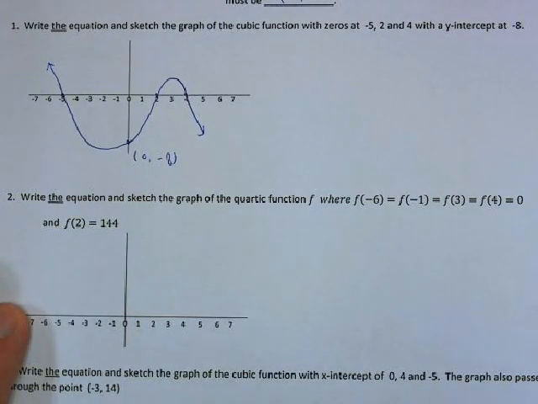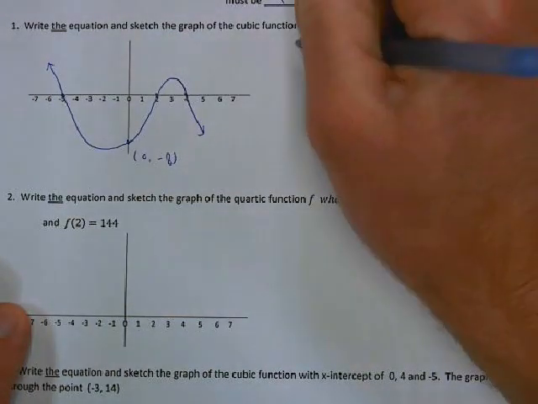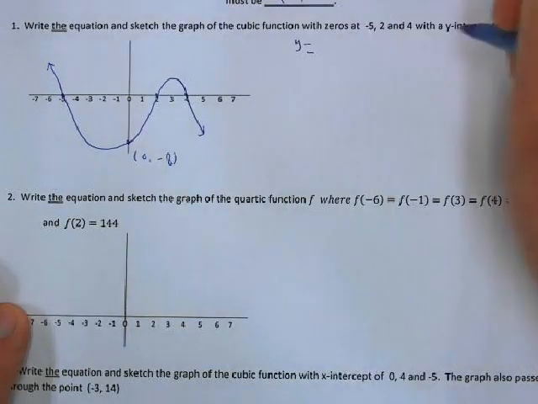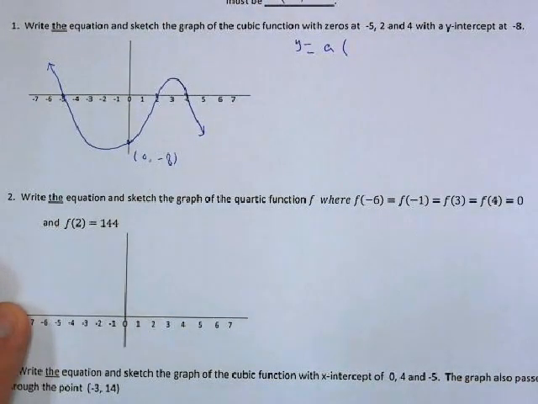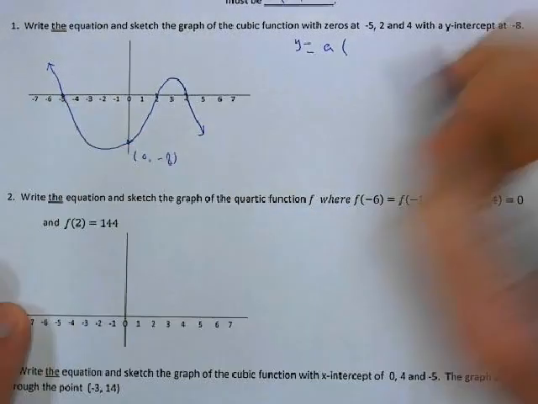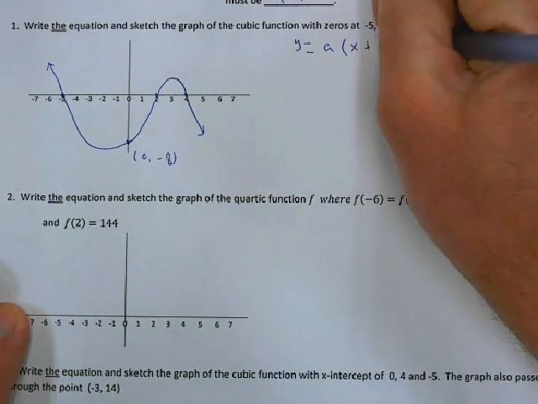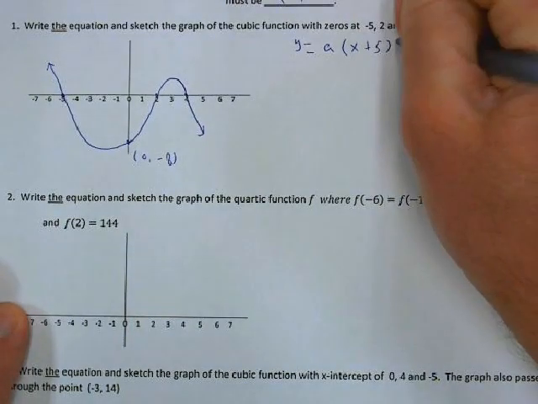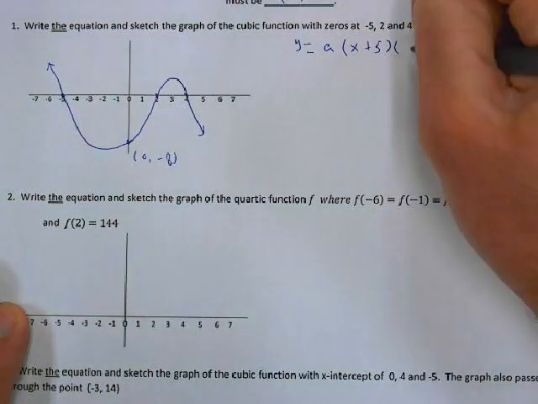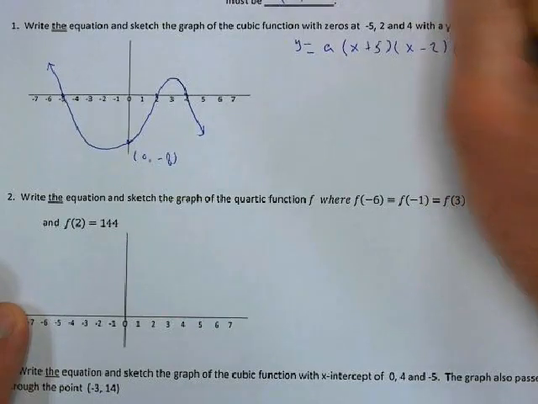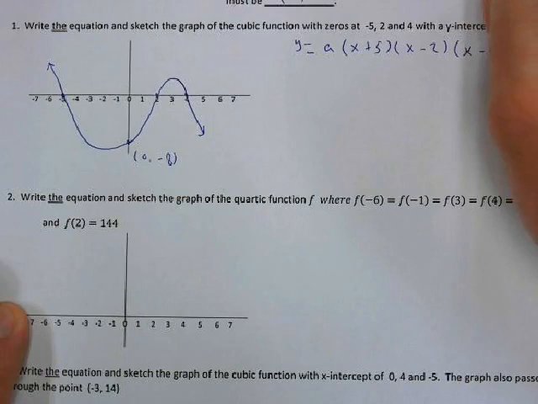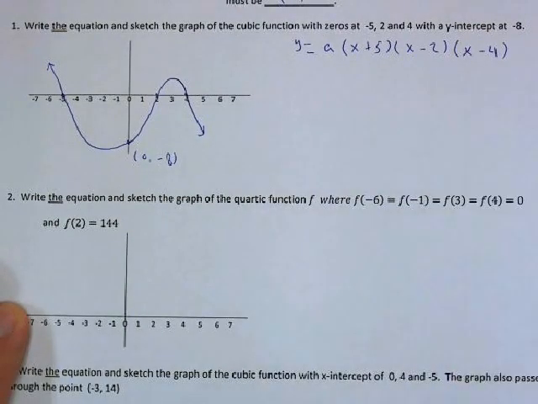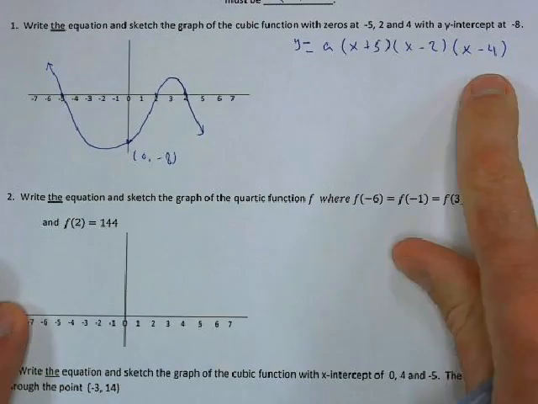So what's our function going to look like? Well, it's going to be f of x equals, or y equals, whatever. We'll use y this time. It's going to be y equals some a value, that's what we want to find out, times, and then what are my factors going to be? Well, if I have an intercept at -5, I have to have a factor of x plus 5, and I know it's to the first power. If I have an intercept at +2, I have to have a factor of x minus 2, and a factor of x minus 4 for that last one. They're all to the first power, so I leave it like that. And that's pretty much my equation.